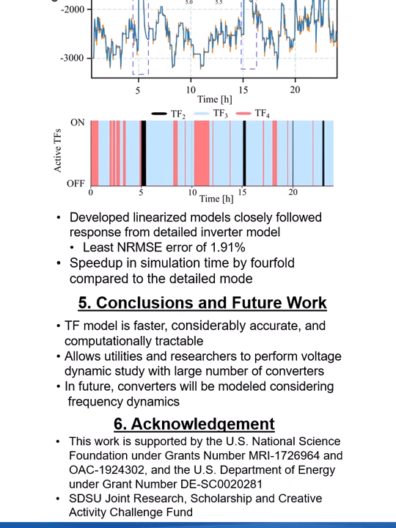So in conclusion, we can say that the transfer function model is faster, accurate, and computationally tractable. It allows utilities and researchers to perform voltage dynamic studies with a larger number of converters. Since we have not considered the frequency dynamics in this case, we want to model that in the future.